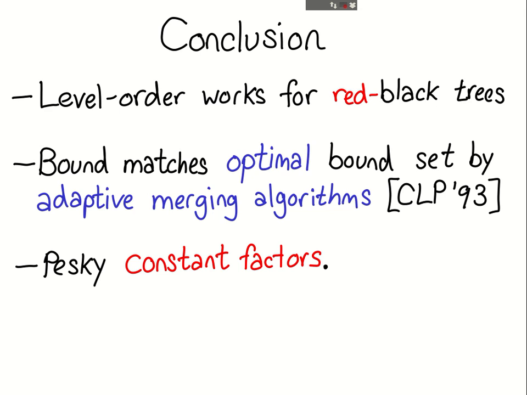This bound matches the optimal bound set by adaptive merging algorithms, which have a similar pattern. If you are doing a sort, you may expect that if your list is already sorted, you do not need to take n log n time. This O of the sum of the logs of the regions is a common pattern for these algorithms.